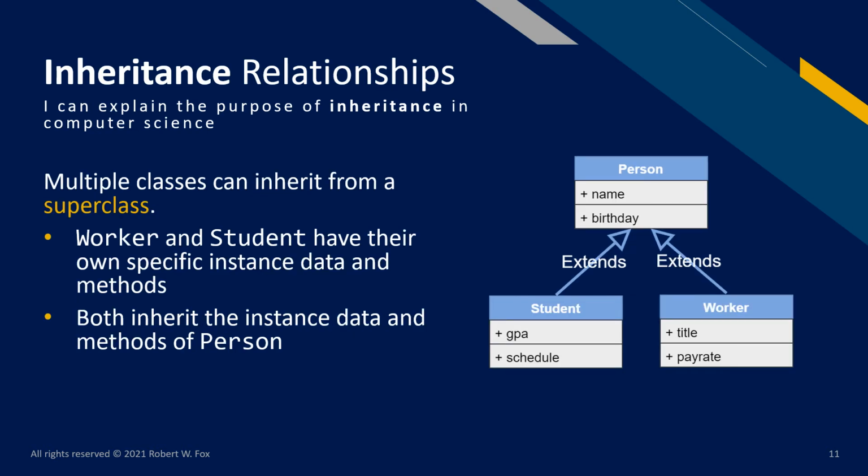It's often the case with inheritance that multiple classes can inherit from a superclass, and you can see that in this example. The superclass is still Person, and all persons have a name and a birthday. But we have some subclasses, Student and Worker. Student specifically has a GPA and a schedule. Worker specifically has a title and a pay rate. But both of those classes also have a name and a birthday because they inherit them from the Person class.